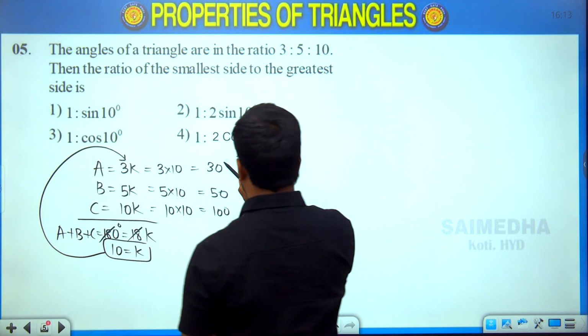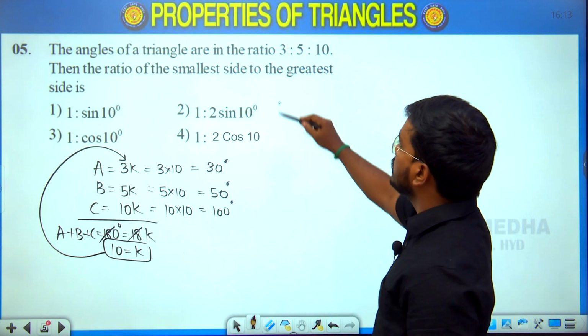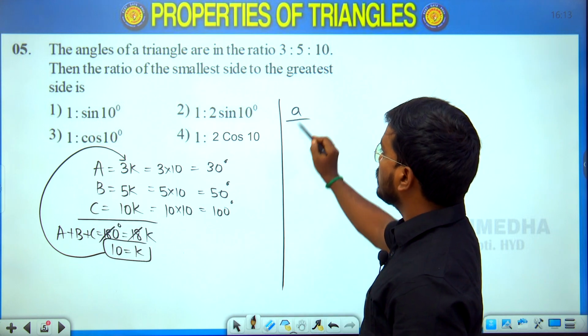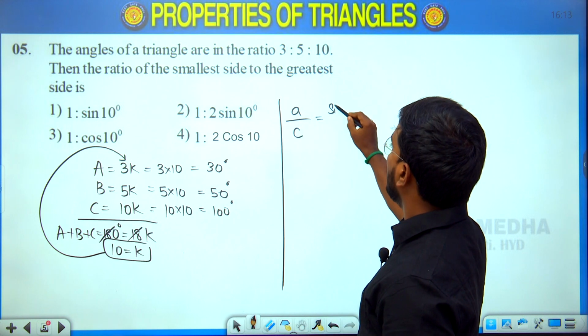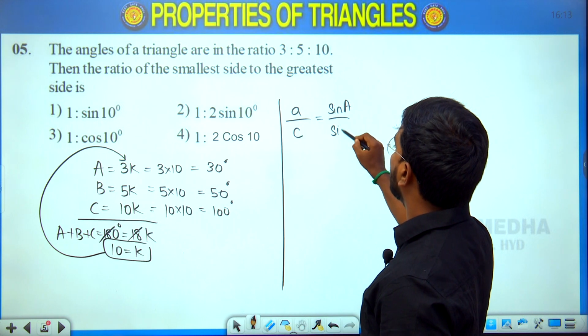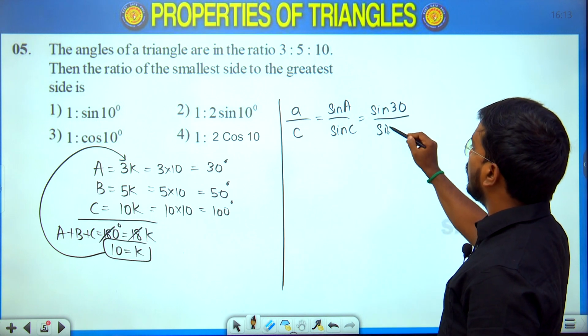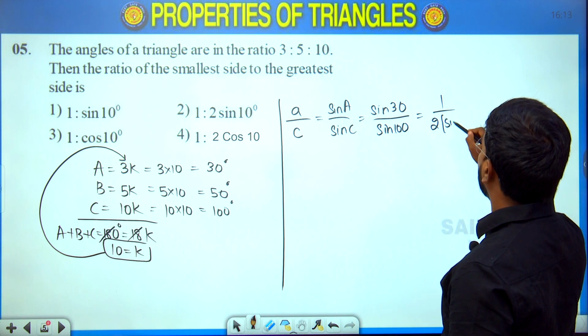So, now we know angle A, angle B, angle C. What is the asked question? Smallest side to greatest side. Which one is the smallest now? A is the smallest. Which one is the greatest? C is the greatest. Smallest to greatest, so sine A divided by sine C is what he is asking. Sine A is sine 30 and here we have sine 100. Sine 30 is 1 by 2, and sine 100.